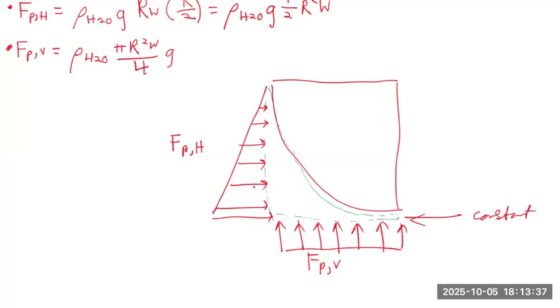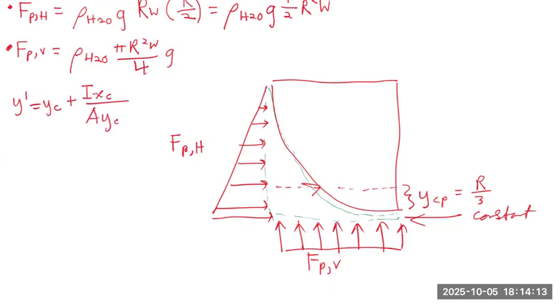Basically, for a triangular distribution like this, we know that the location y CP is equal to r over 3. But let's see if we can prove that using our equation, because this equation is more versatile and is going to be applicable to all types of different cases. Let's first write down the equations here and define variables.